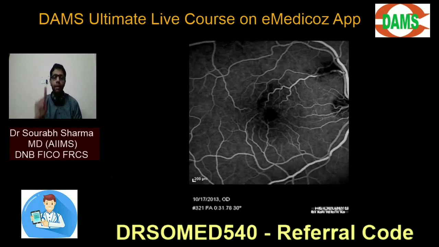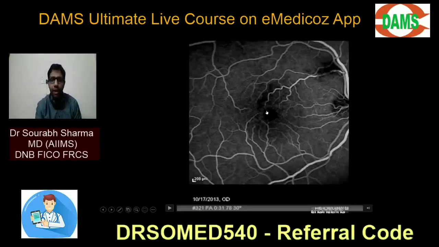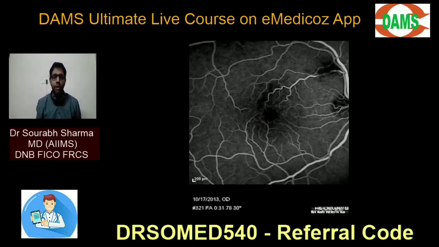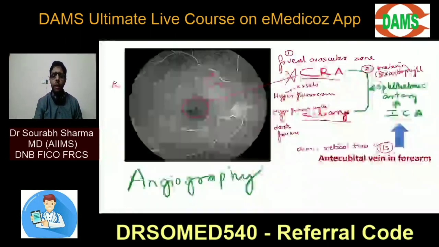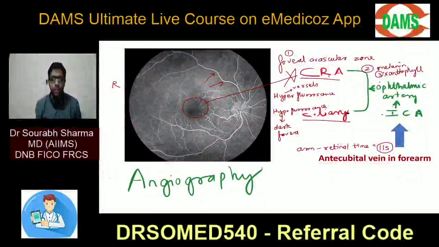Arm retinal time 11 seconds. So 10 seconds you can take it as it goes into choroid. 1 second before it goes into choroid. And see here, this is dark. Why dark? 3 reasons I've told you. So I have explained you normal fluorescein angiography, my dear students.